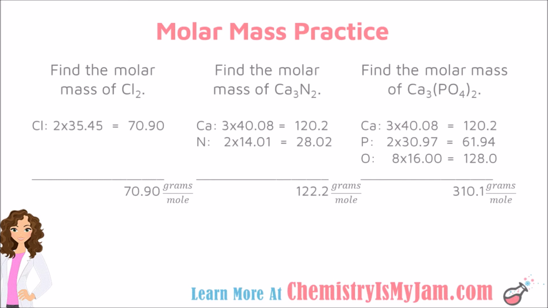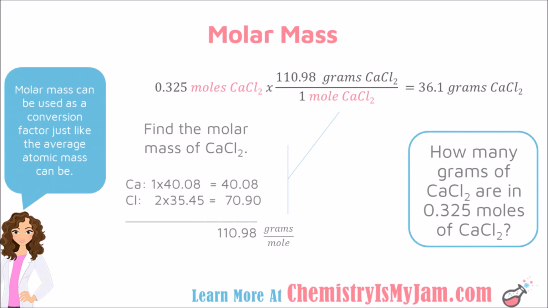Next, we'll see how we can use this molar mass as a conversion factor to go back and forth between grams and moles. Here's an example question. How many grams of calcium chloride are in 0.325 moles of calcium chloride? So you want to start always with the number and the unit that you're given in the question. So 0.325 moles of calcium chloride is the first thing that I'm going to write.